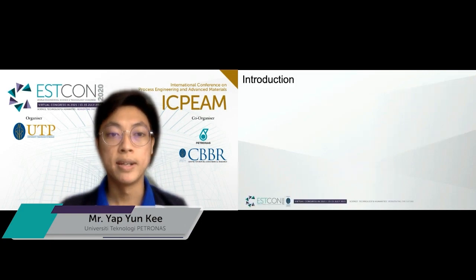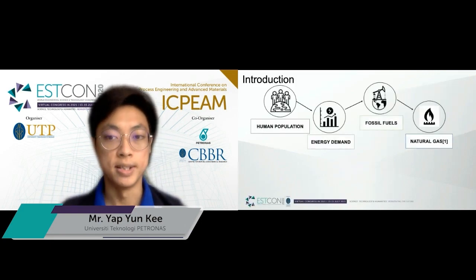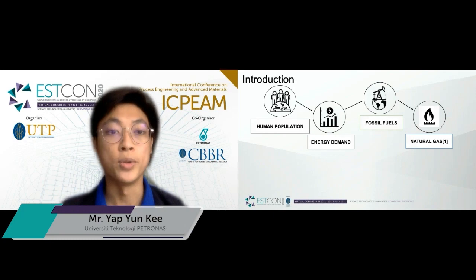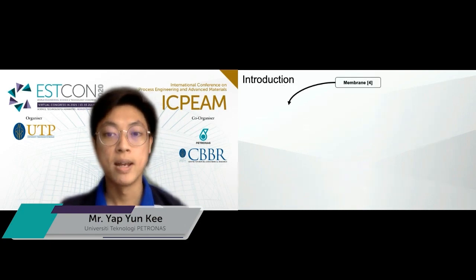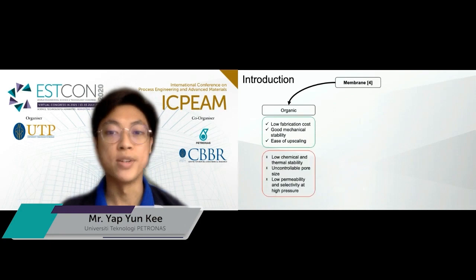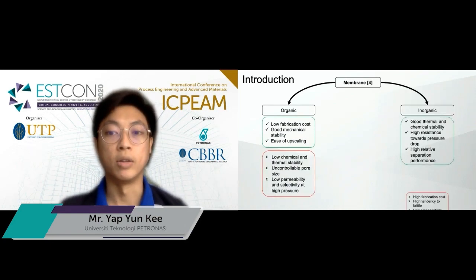To begin, human population continues to rise along the years, increasing the energy demand. Among the widely used energy are fossil fuels, with natural gas gaining traction due to its cleaner properties. However, the major contaminant that is extracted along is CO2, known to corrode pipelines, has no calorific value, increased transportation costs, and has to be removed to meet pipeline specifications. One of the popular technologies used to separate CO2 from CH4 is membrane, categorized into organic and inorganic counterparts, with both their advantages and disadvantages.